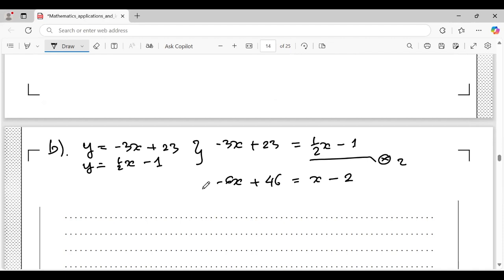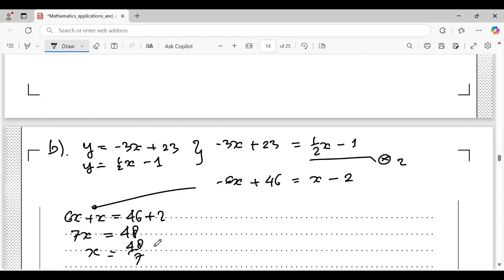And I'm going to move here, it becomes 6x plus x, 46 plus 2. Yeah, like this. 7x equals 48. X equals 48 over 7.